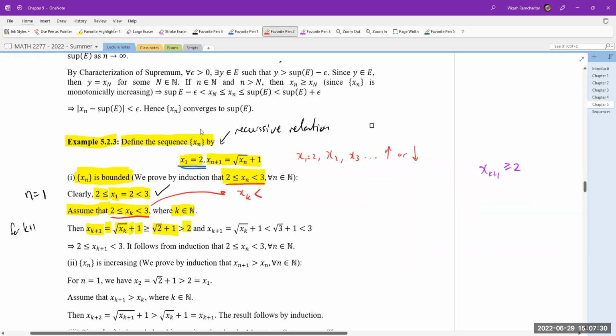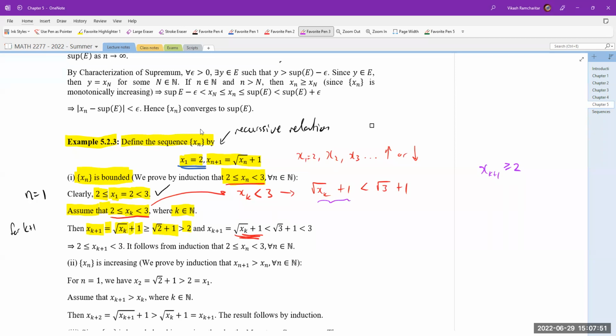That's fine. So we go back to our inductive hypothesis that tells me that xk is less than 3. What I want to do is build this square root of xk plus 1. So if I take the square root of both sides and I add 1 to both sides, what do I have here? This is x_{k+1}.